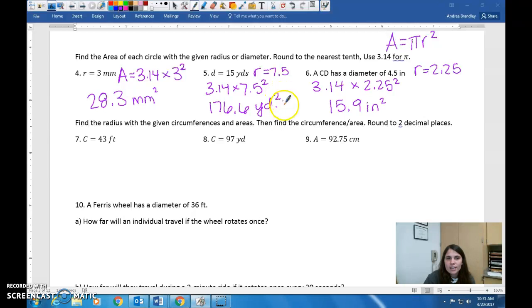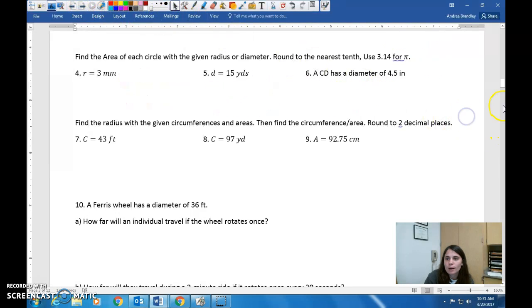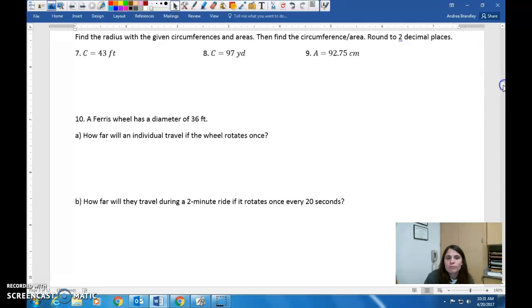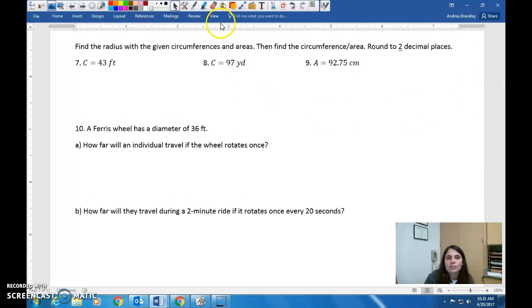Okay, numbers 7, 8, and 9 are what I think is a little bit more unfamiliar to people. It's when we're given a circumference or an area, but we're not given the radius. So we're going to go ahead and look at number 7, where it gives us the circumference. And from the circumference, we want to find the radius, and then we want to find the area. So we're going to start by finding the radius.